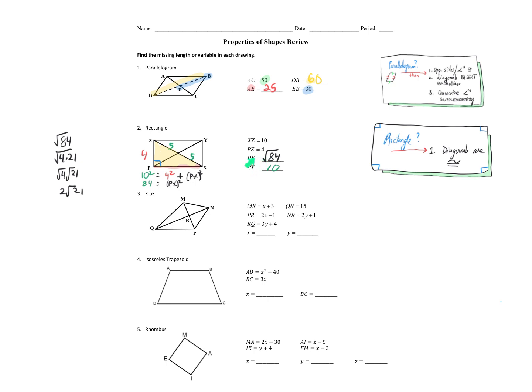For simple radical form, 84 is 4 times 21, so the square root of 4 is 2. So 2 root 21. Not necessary, but that is simple radical form.